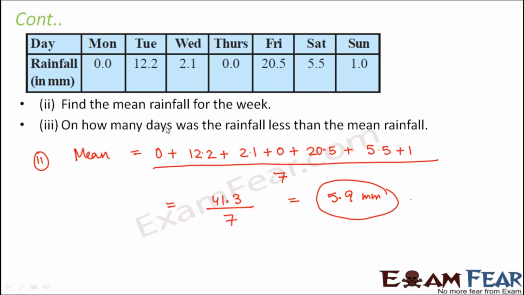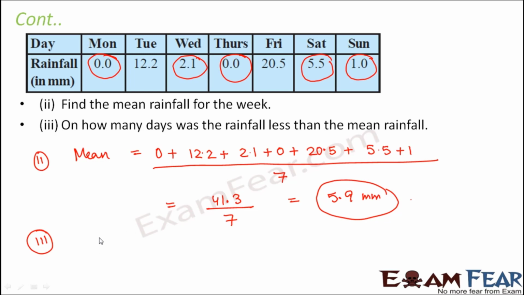Third question, on how many days was the rainfall less than the mean rainfall? So you have to find out those days when the rainfall was less than the mean rainfall. Basically you need to find all those days where the rainfall was less than 5.9. So Monday is less than 5.9, Tuesday is not, Wednesday is again less than 5.9, Thursday is again less than 5.9, Friday is not, Saturday is 5.5, which is less than 5.9, Sunday again is less than 5.9.